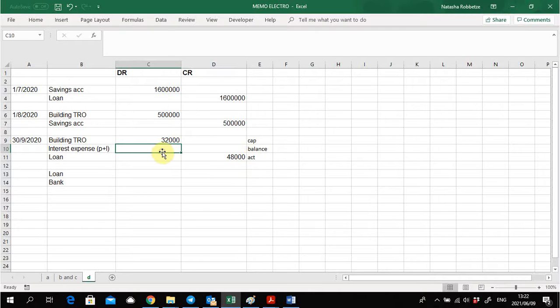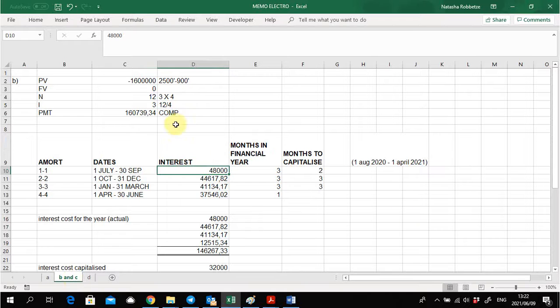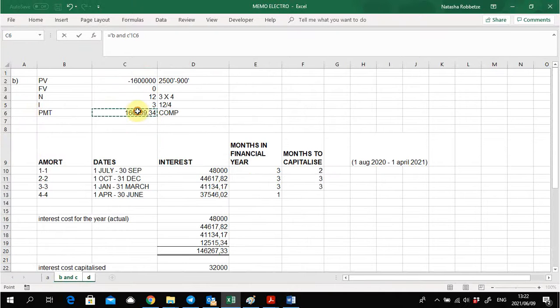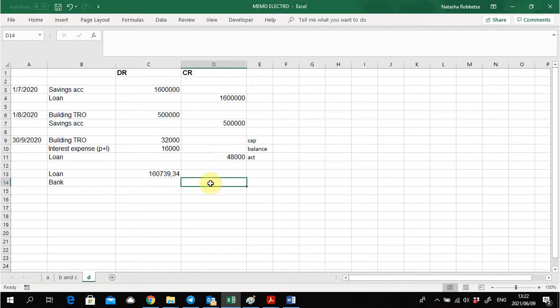And then the balancing figure, which goes to profit and loss, should be 16,000. Yes. All right, then we need to make the loan payment. Please remember that this is the payment that you calculated here in B. So in order for me not to make a typing error, let's see if I can just do that. So that is the payment that was generated by your financial calculator.